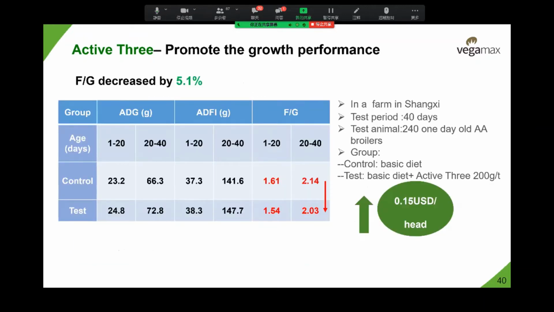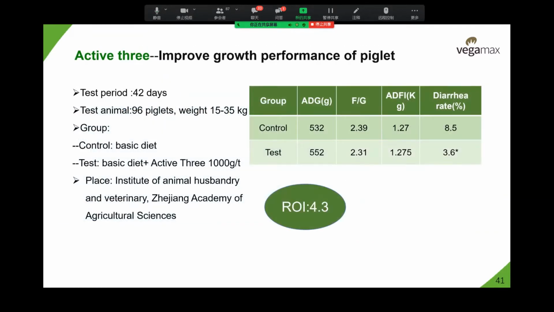And on the same farm, with 240 one-day-old AA broilers at a dosage of 200 grams, we find that the feed conversion decreased by 5.1%. We calculated the economic benefit. It is around 0.15 per head. And also on piglets, we did trials with a dosage of 1 kilogram per ton of feed. The results show that the diarrhea rate decreased highly by 57%. And we also calculated the ROI. It is 4.3, a very good result.